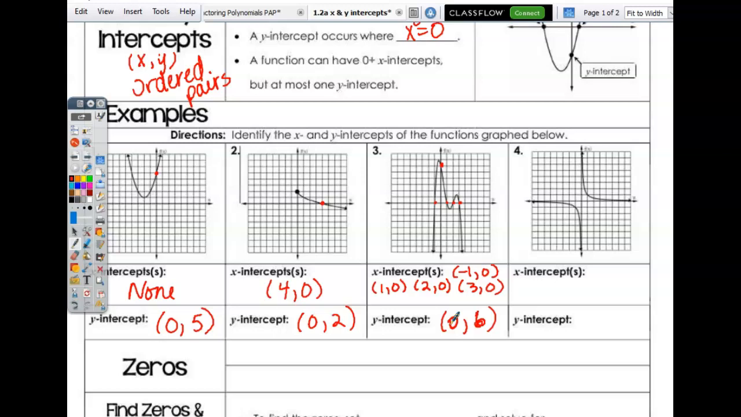It's the rational, right? The rational is the one that looks like it gets blown apart. And it looks like it gets blown apart because there's asymptotes on the x and the y axis. So if there's asymptotes on the x and the y axis, do I have an x-intercept or a y-intercept? I don't have either.